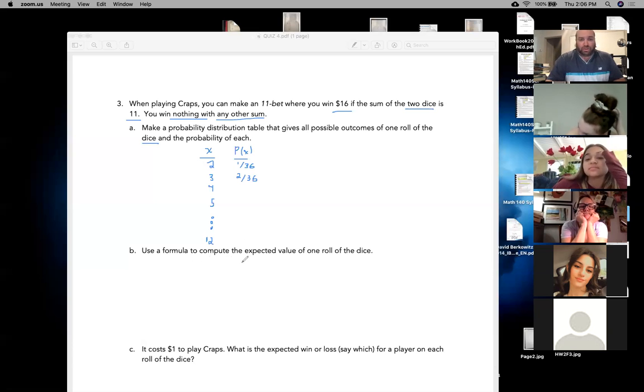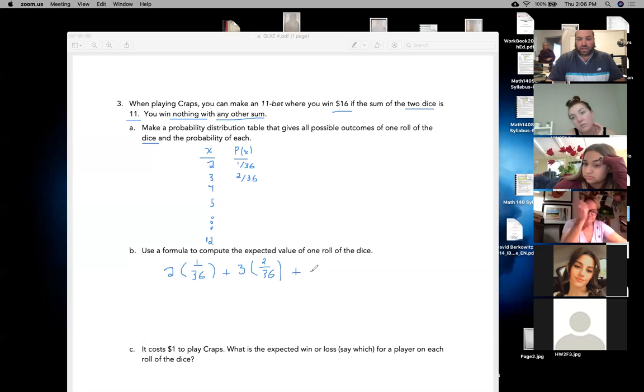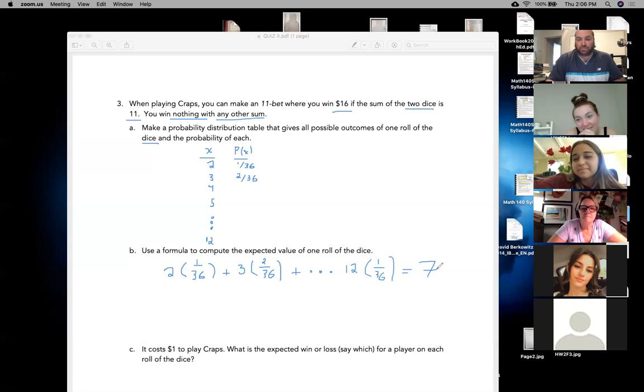So use a formula to compute the expected value of one roll of the dice. So all you do is you take every possible outcome and you multiply by its corresponding probability and you add them all up. That's the formula we learned. So 2 times 1 over 36 plus 3 times 2 over 36 all the way through 12 times 1 over 36 again. And then you just take out a calculator and you do it. And the answer should be 7.